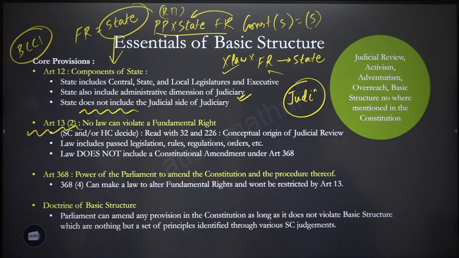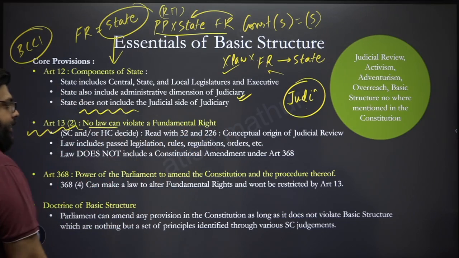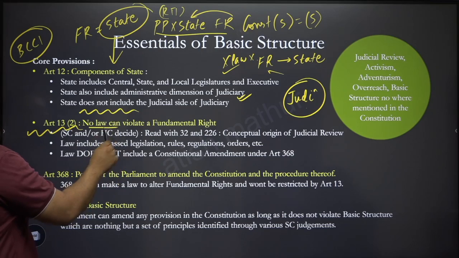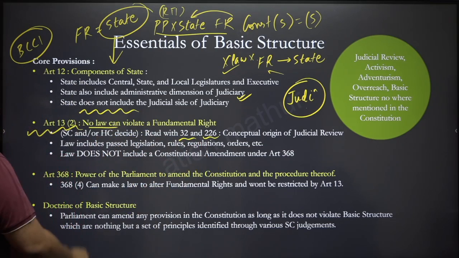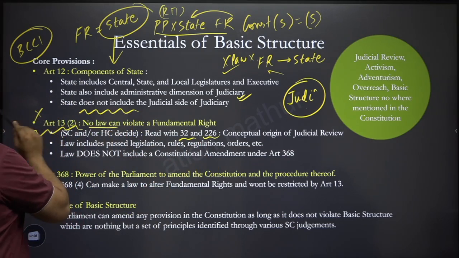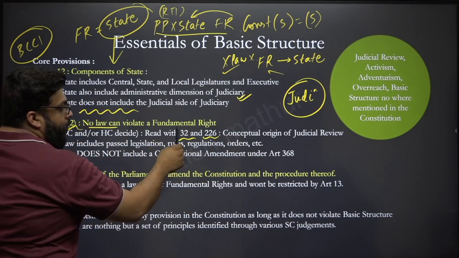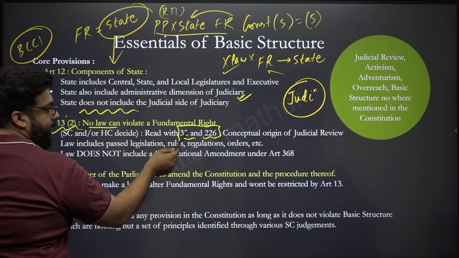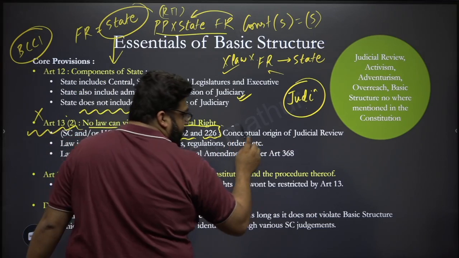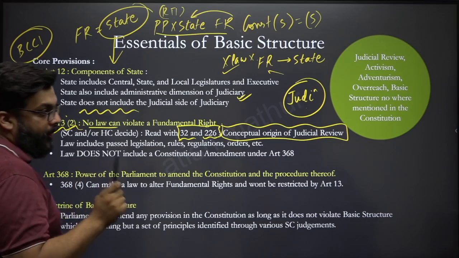Article 13 clause 2 says no law can violate a fundamental right, which means this has to be decided on a case-to-case basis, and therefore it has to be read with Article 32 and 226: if a law is violating a fundamental right or not, the Supreme Court or the High Court will have to strike that law down. And if something is being done which is violating a fundamental right, you may need to pass a writ to stop that from happening. So 13 clause 2 plus 32 plus 226 are the conceptual origins of what is called judicial review. And this is very important.